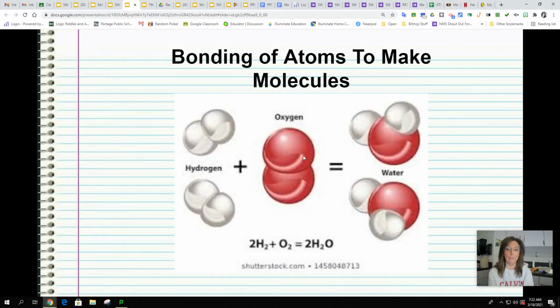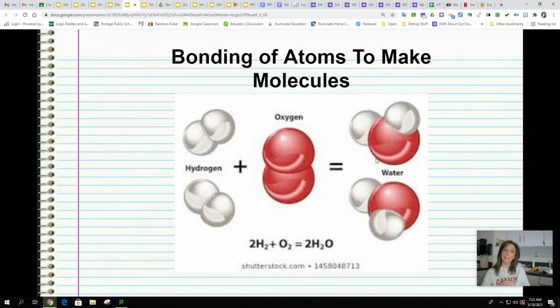Bonding of atoms to make molecules. So atoms do bond with other atoms to make molecules. So here's our hydrogen gas, H2. Here's our oxygen gas, O2. Remember their freezing points were negative 200 and something degrees Celsius. It's going to require 4 hydrogen atoms and 2 oxygen atoms to make 2 complete molecules of water.